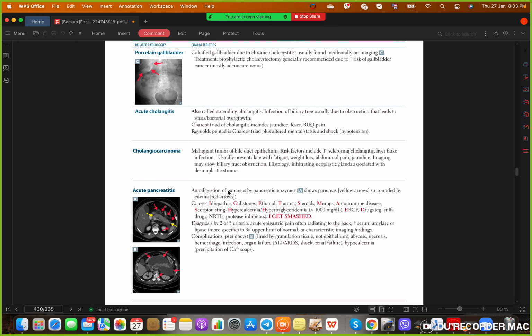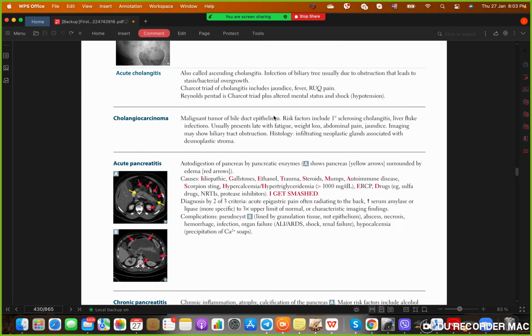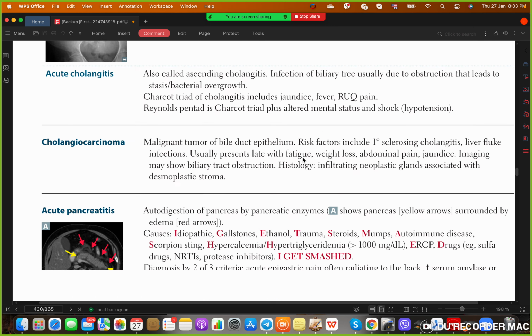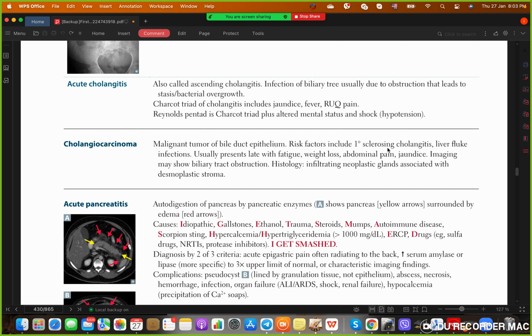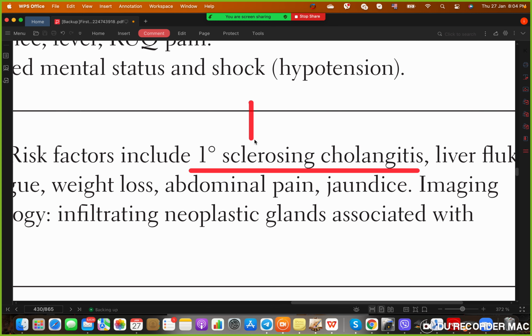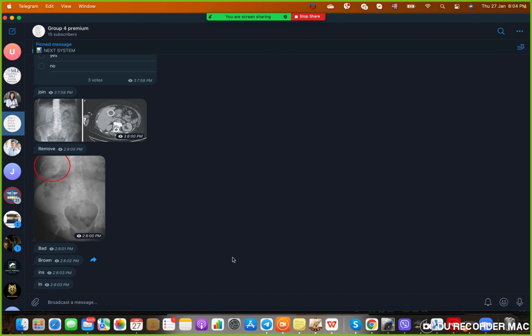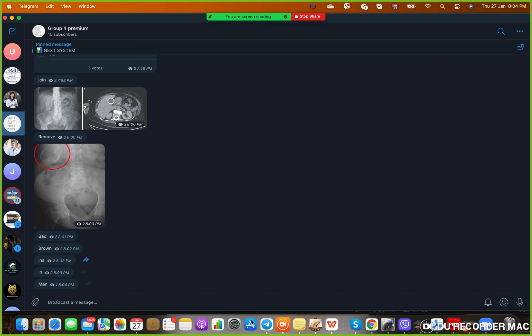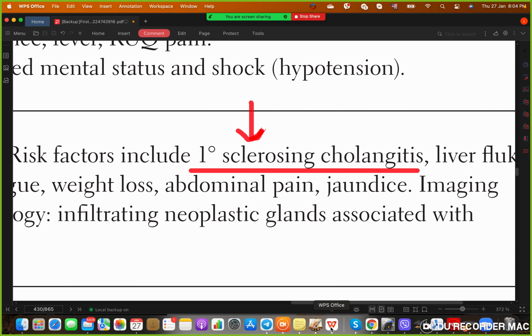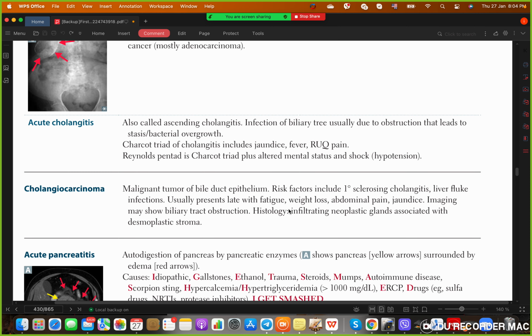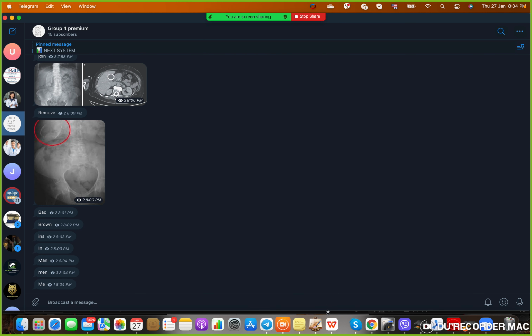Cholangiocarcinoma, it's a really bad cancer also. It's a malignant tumor of the bile duct epithelium. Risk factors include primary sclerosing cholangitis. Remember, was this disease in men or in ladies? Sclerosing was in men. Yep. So, yeah, liver fluke like Schistosoma, mansoni or haematobium. What do you think? Mansoni. Yep.